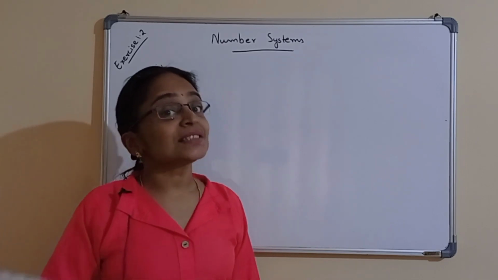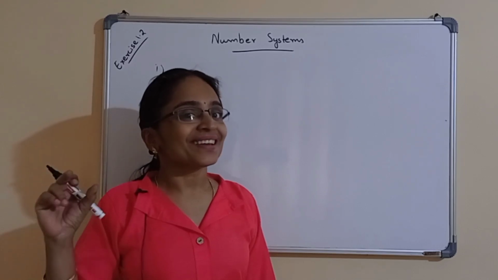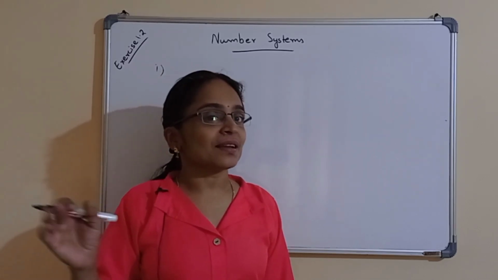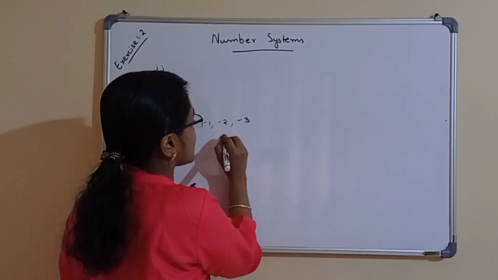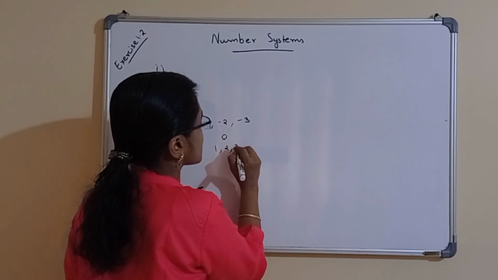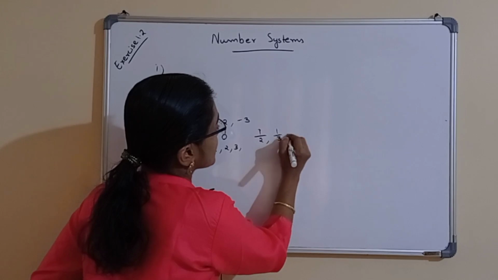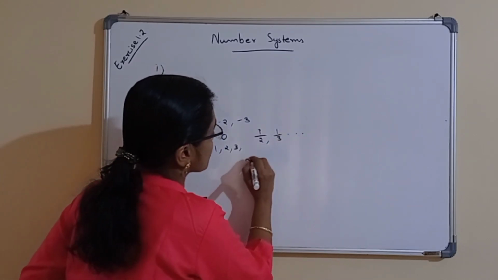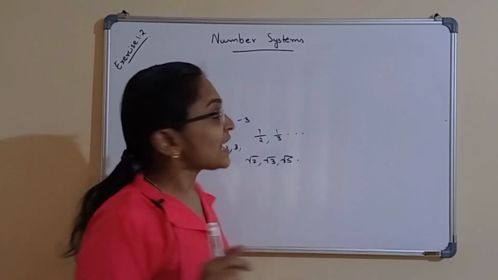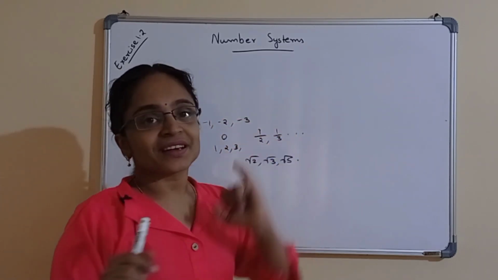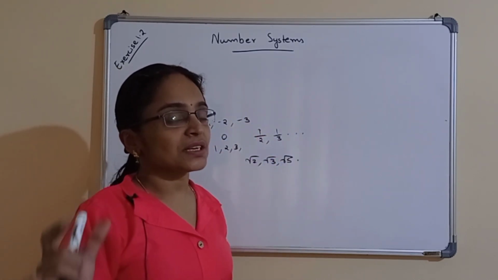Okay. Next one is every real number is an irrational number. Is that statement true? No. Because real numbers consist of negative numbers, then 0, then positive numbers, rational numbers like 1 by 2, 1 by 3, etc. Then irrational numbers root 2, root 3, root 5, etc. These are all real numbers, but they are not all irrational numbers, right? So, this statement is false.